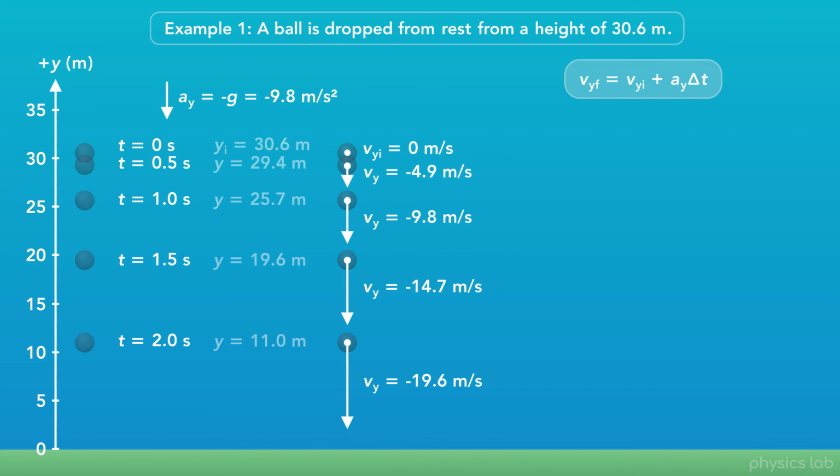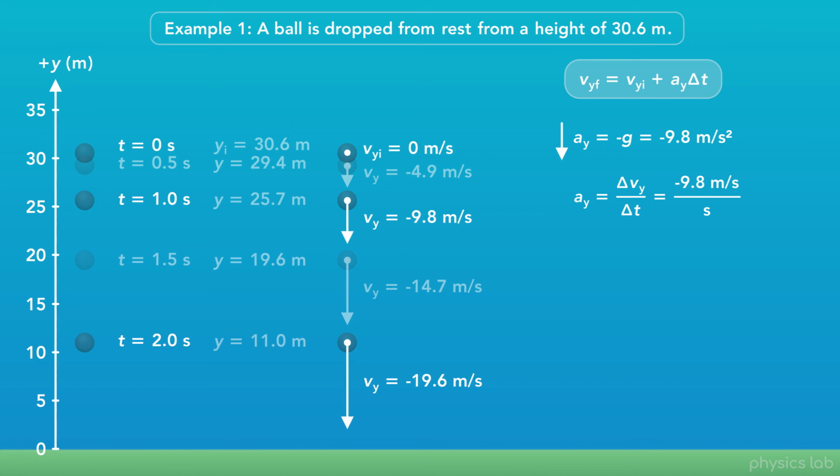Notice how the magnitude of the velocity and the length of the vector increases as the ball falls. At 1 second, the velocity is negative 9.8, and at 2 seconds, it's twice that, negative 19.6. This is basically the definition of acceleration. The ball is accelerating at negative 9.8 meters per second squared, so the velocity changes by negative 9.8 meters per second every second.